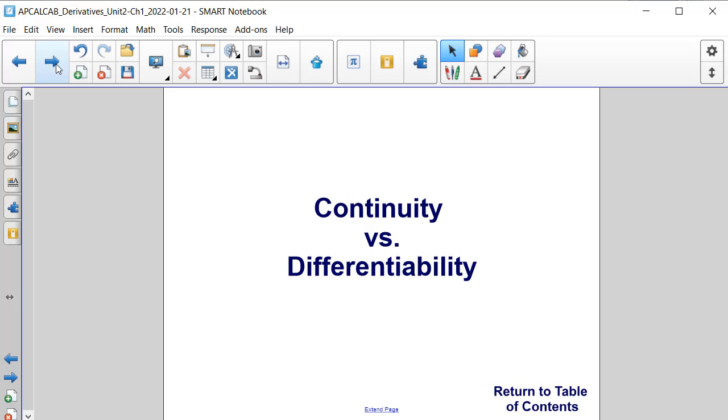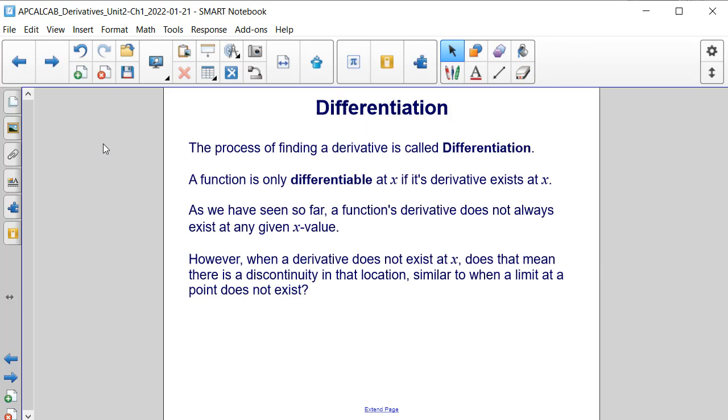Continuity versus differentiability. The process for finding the derivative is called differentiation. A function is only differentiable at x if its derivative exists at x. As we have seen so far, a function's derivative does not always exist at any given x value. However, when a derivative does not exist at x, does that mean there is a discontinuity in that location, similar to when a limit at a point doesn't exist?